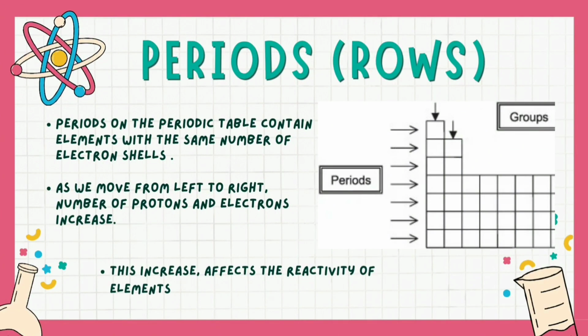Periods on the periodic table contain elements with the same number of electron shells. As we move from left to right, the number of protons and electrons increases. This increase affects the reactivity of elements.